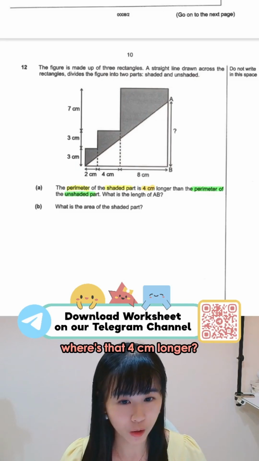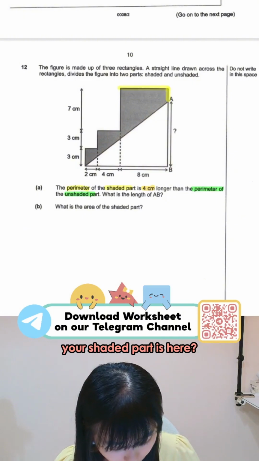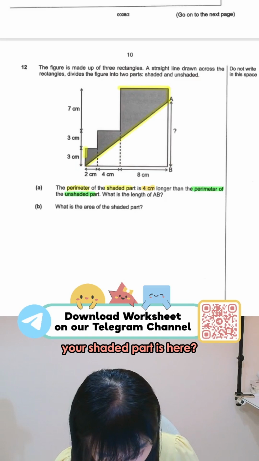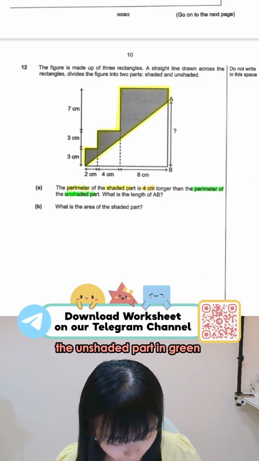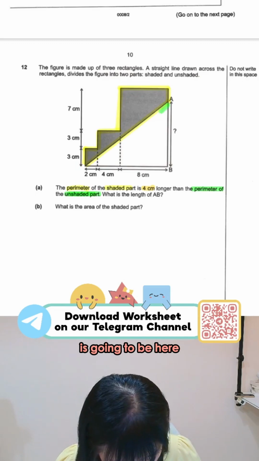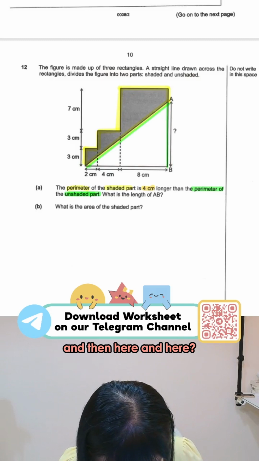Where's that 4 cm longer? So do you agree with me? Your shaded part is here, here, here, here, here, here, here, here. Then do you agree with me? The unshaded part, in green, is going to be here, and then here, and here.